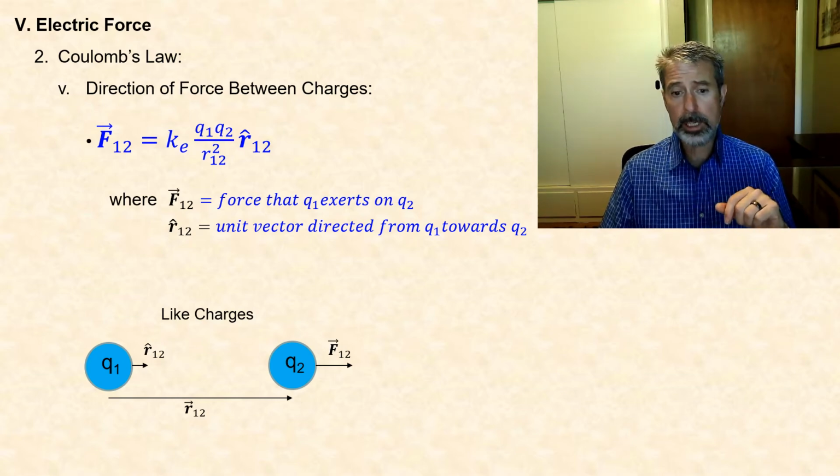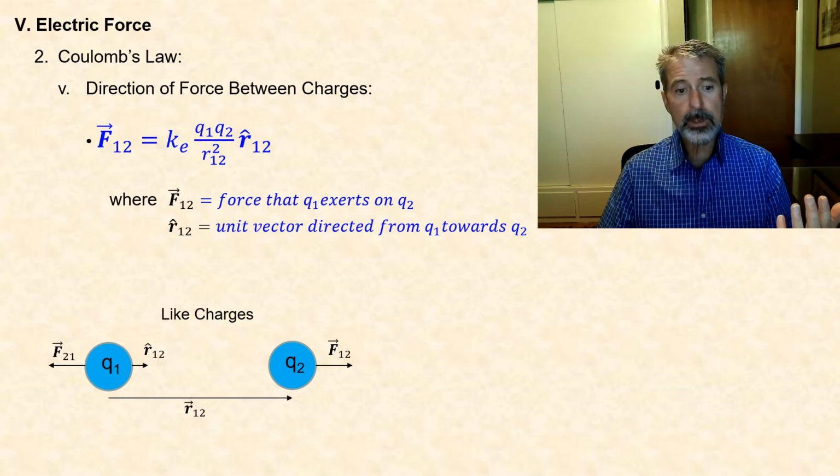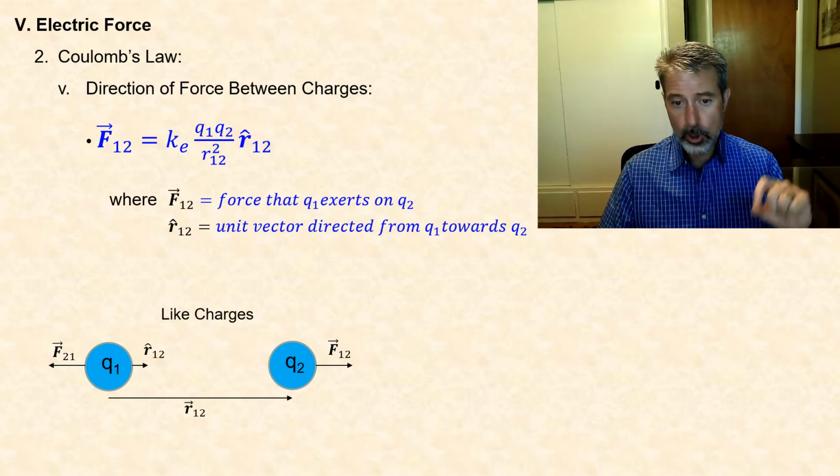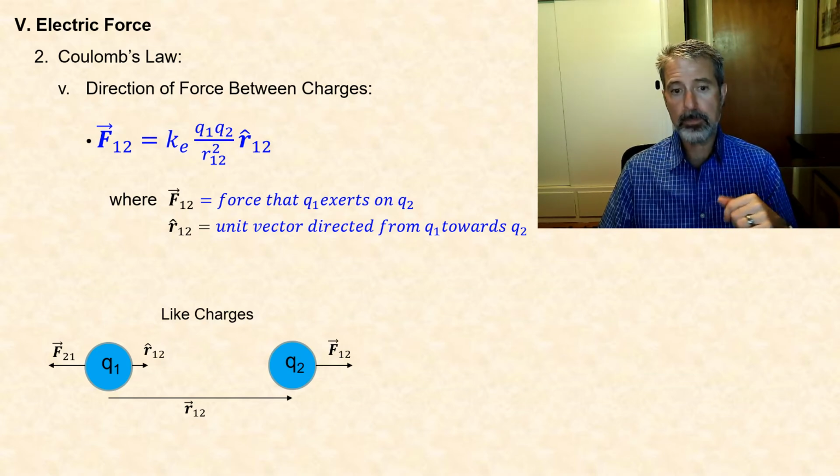So I'm showing you here the case for like charges. We looked at what F sub 1, 2 looks like. Similarly, F sub 2, 1 is going to be the force that charge 2 exerts on charge 1. For the case of like charges, you'll notice that these forces are opposite in direction.